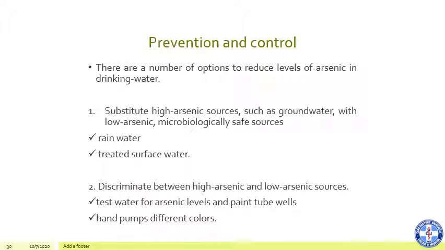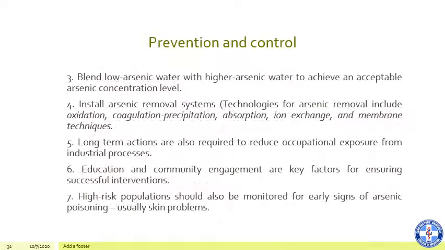An example for this is to test water for arsenic level and paint tube wells or hand pumps different colors. This can be an effective and low cost means to rapidly reduce exposure to arsenic when accompanied by effective education. Number three, blend low arsenic water with higher arsenic water to achieve an acceptable arsenic concentration level. Number four, install arsenic removal systems.